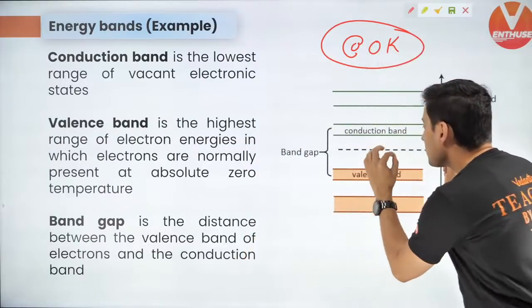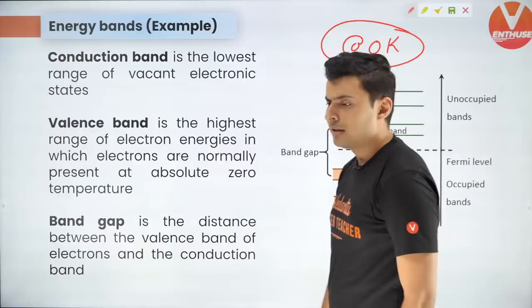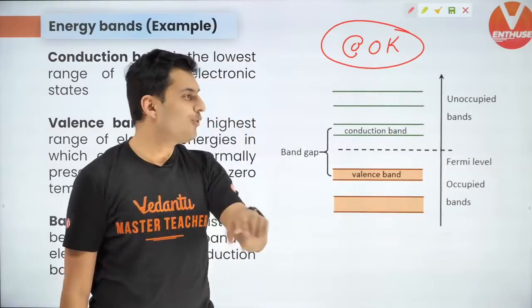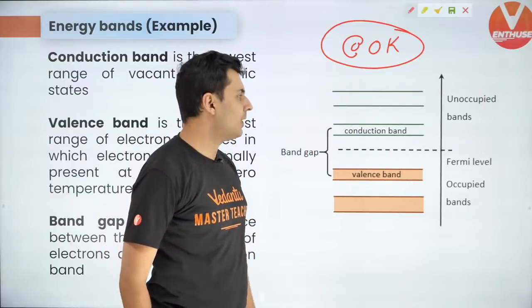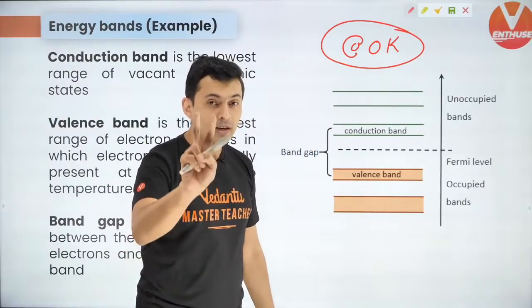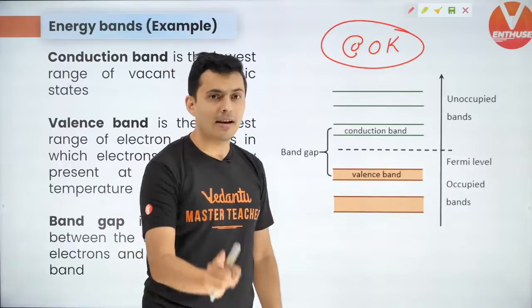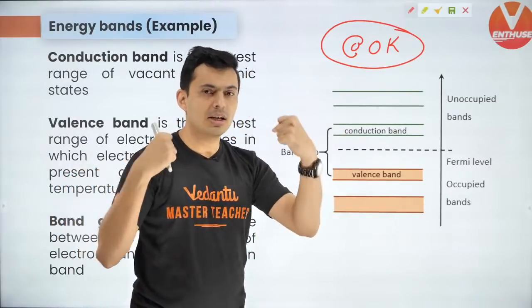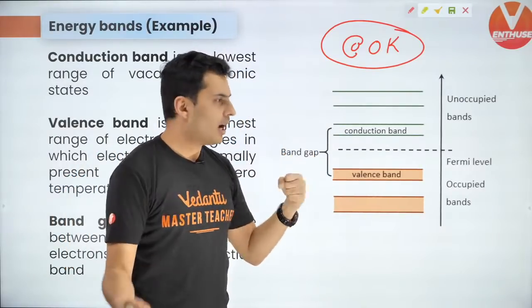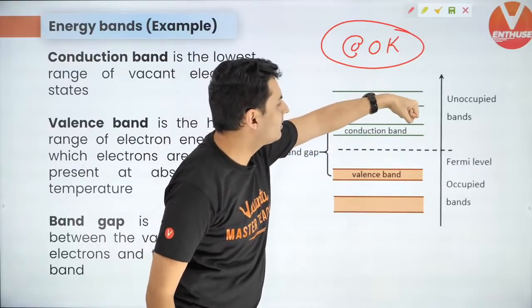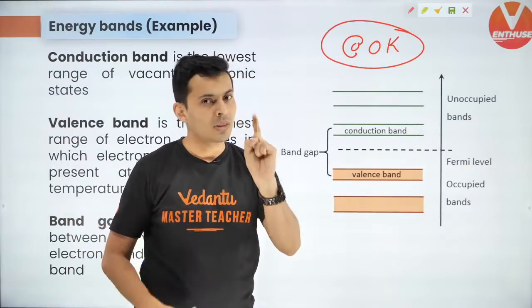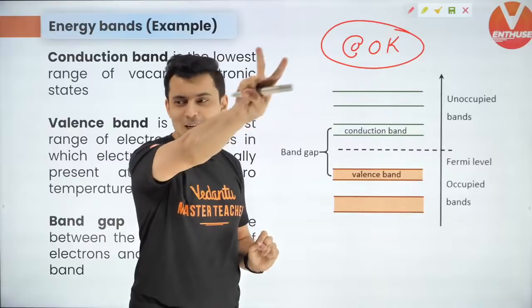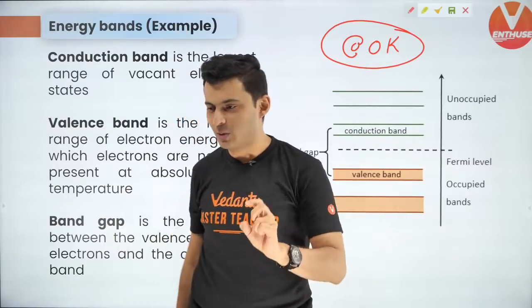That means if an electron is here, it has two ways to go to the conduction band. Think about it. One is you apply a potential difference, you connect a battery, and this battery will pull these electrons into the conduction band. It will suck them because of that potential difference. That's option number one. What is option number two? Can you guess? Think about it.